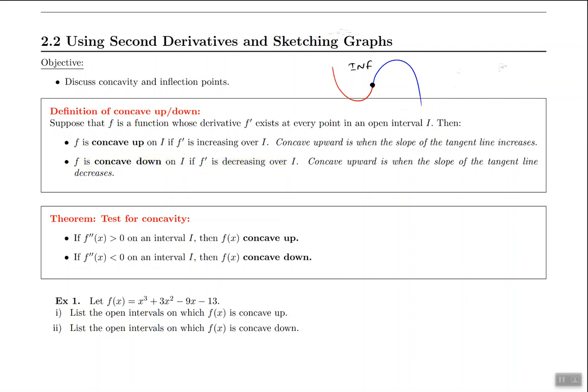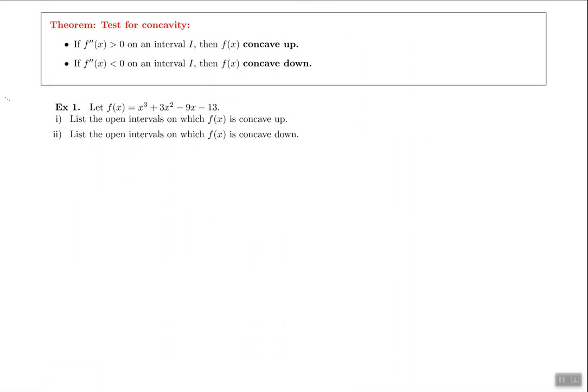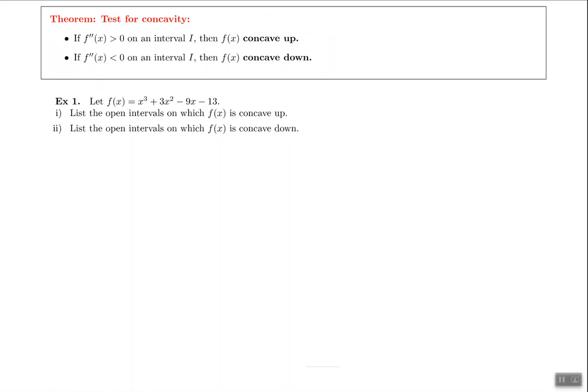Okay, so in reality, how do you find these concavities? You test for concavity using this test over here. You check what the second derivative is doing. If the second derivative is positive, we say that the function is concave up. If the second derivative is negative, we say the function is concave down. So let's begin with example number 1 and find concavity.